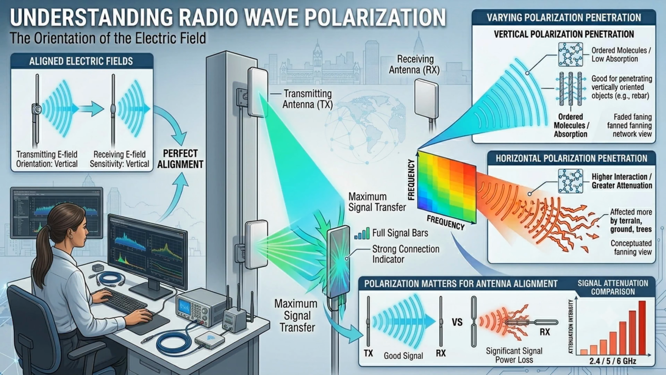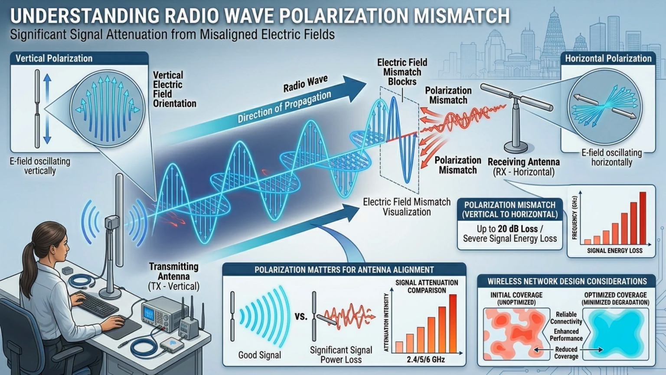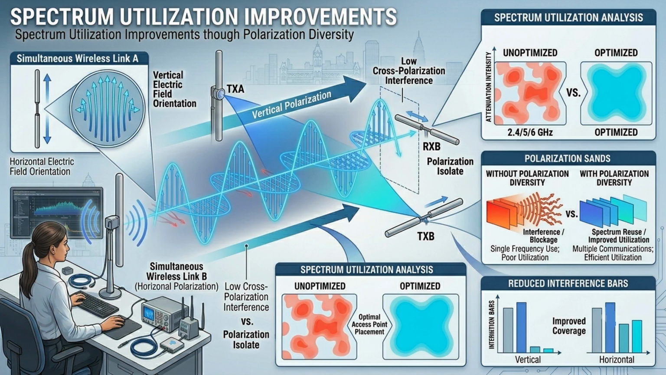Why polarization matters. For maximum signal transfer, the transmitting and receiving antennas should use the same polarization. When both antennas are aligned correctly, the receiver can capture the maximum amount of signal energy. However, when there is a polarization mismatch, for example, a vertically polarized transmitting antenna communicating with a horizontally polarized receiving antenna, a significant portion of the signal energy is lost. In some cases, this mismatch can result in signal losses of up to 20 decibels or more, leading to reduced coverage and degraded performance.